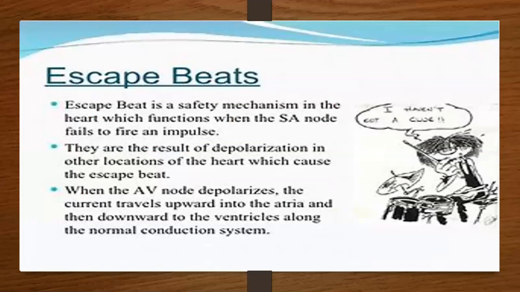So what are escape beats? An escape beat is a safety mechanism in the heart which functions when the SA node fails to fire an impulse. So if we didn't have those secondary pacemakers, we would be in trouble if that SA node failed. They are the result of depolarization in other locations of the heart, which cause the escape beat. And when the AV node depolarizes, the current travels upward into the atria and then downward to the ventricles along the normal conduction system.